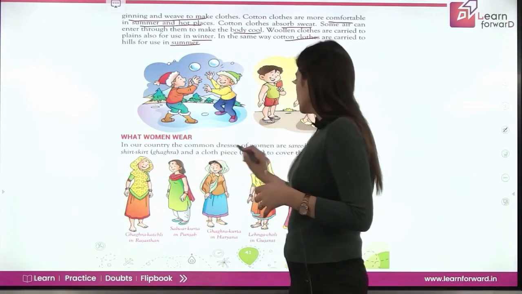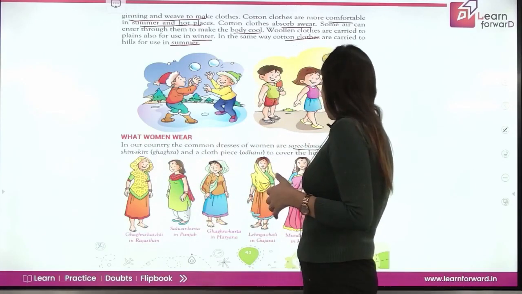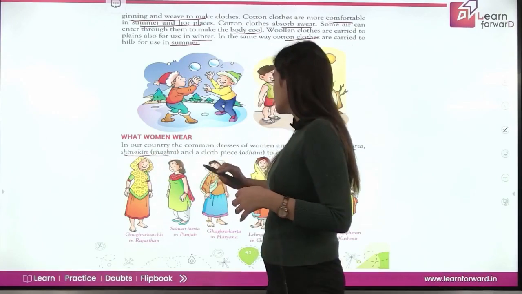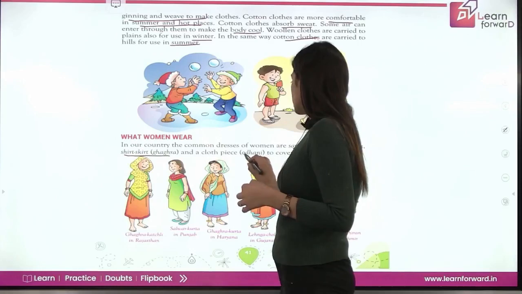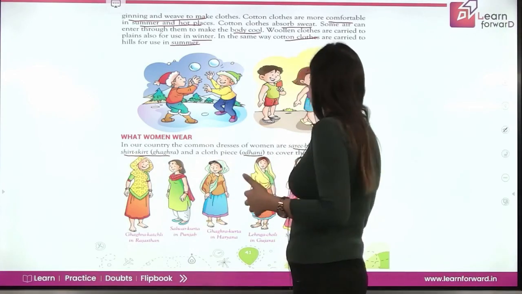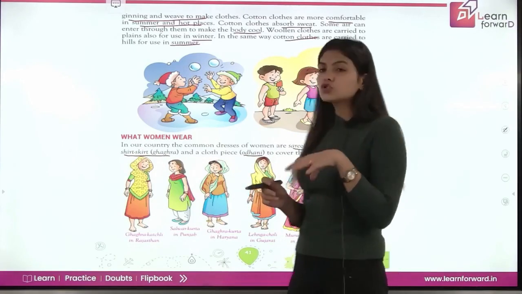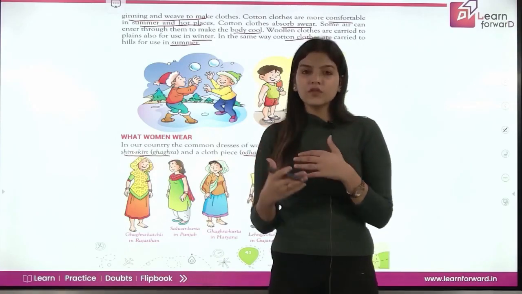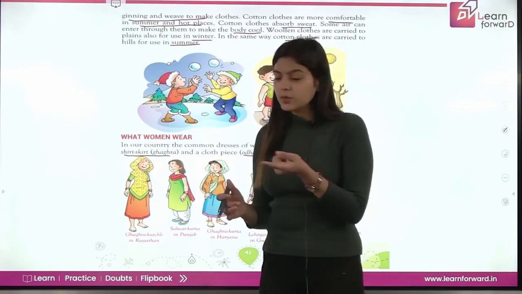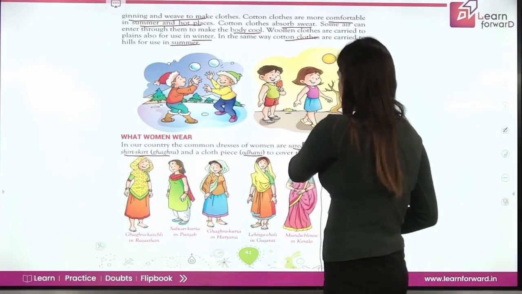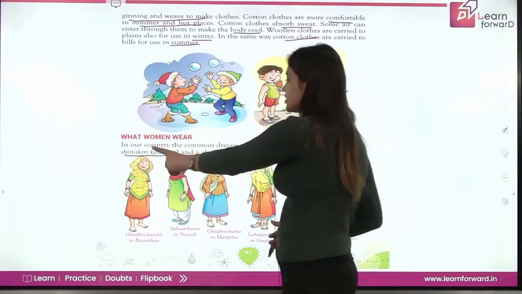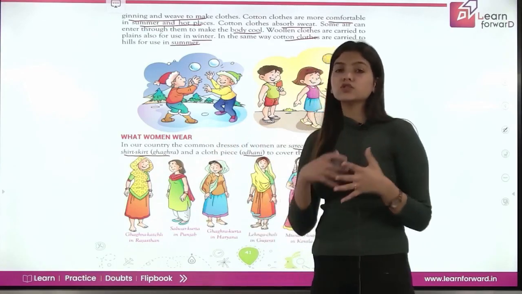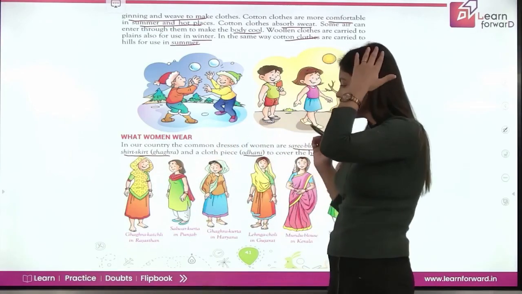In our country, the common dresses of women are sari blouse, salwar kurta, shirt and skirt, and a piece of cloth that is called odhni or dupatta to cover the head. So the most common dresses of women in India are salwar kameez, sari blouse, salwar kurta, and shirt skirt that is also known as ghagra, and a piece of cloth that is odhni or dupatta to cover their head.